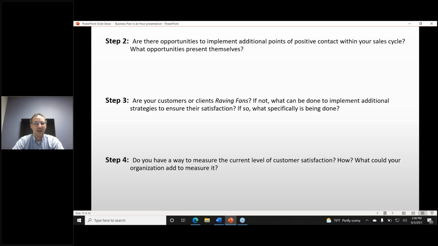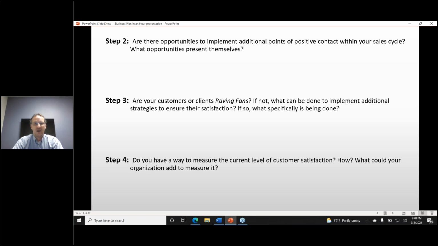Are your customers or clients raving fans? It's another great book. Raving Fans is by Ken Blanchard. Raving Fans is all about how can you make your customers not satisfied, but raving, and tell everyone about you, friends, families, colleagues, coworkers. If you can get and develop that in your sales process, what can you do to implement additional strategies to ensure their satisfaction? And what specifically can be done?